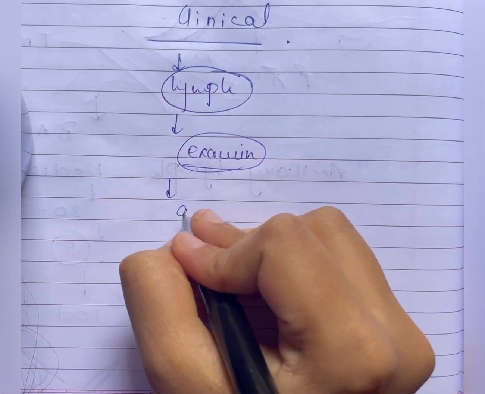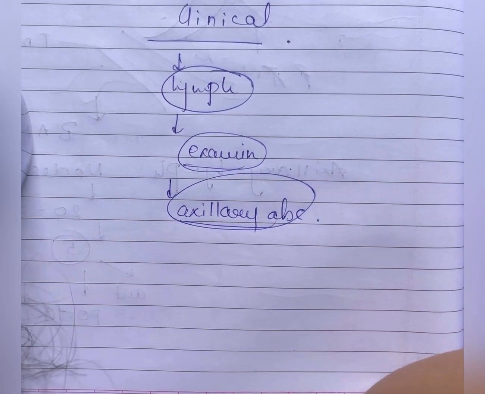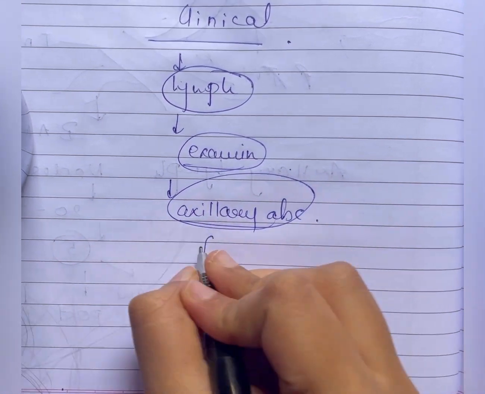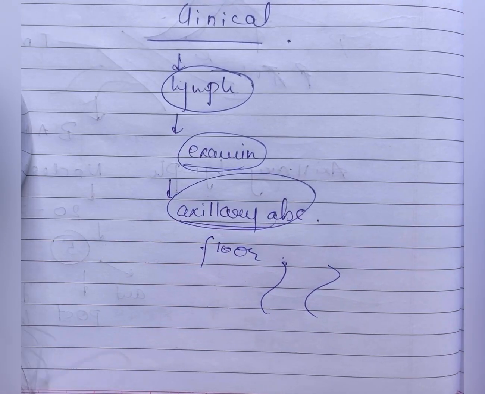Then the third one is axillary abscess. To drain the axilla, the axillary abscess should be incised through the floor of the axilla and midway between the two axillary folds and nearer to the medial wall in order to avoid injury to the main vessels running along the anterior, posterior, and lateral walls.